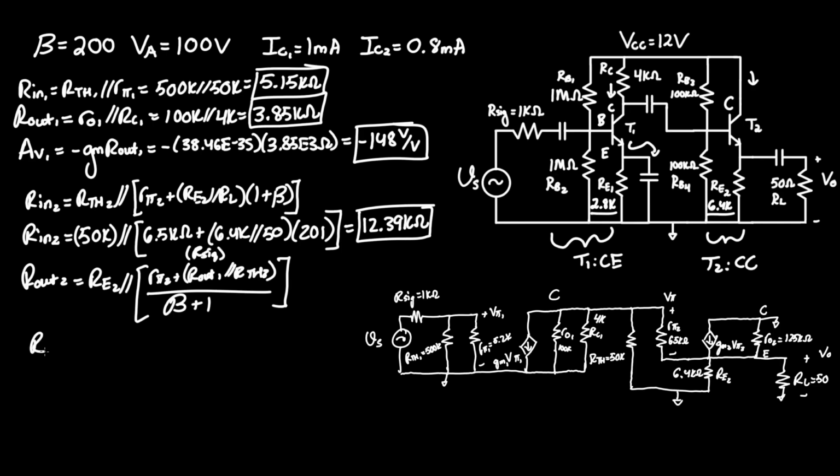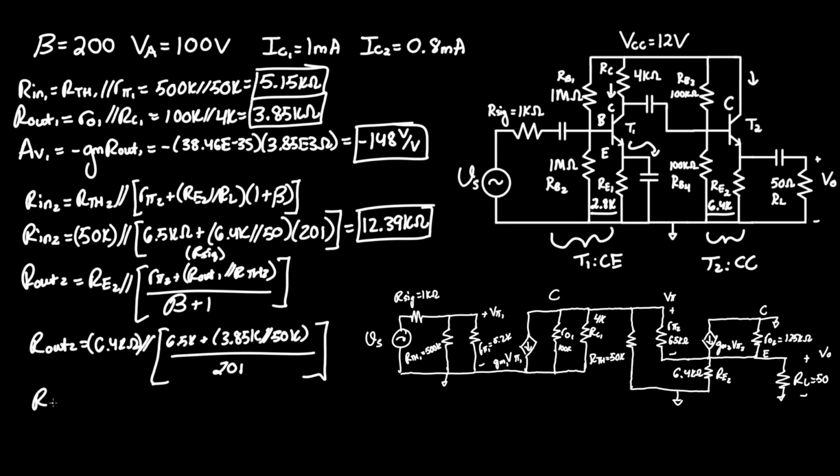But for now, let's fill in these numbers. So R-out2 equals 6.4 kilo ohms in parallel with 6.5 kilo ohms plus 3.85K in parallel with 50K, over 201.